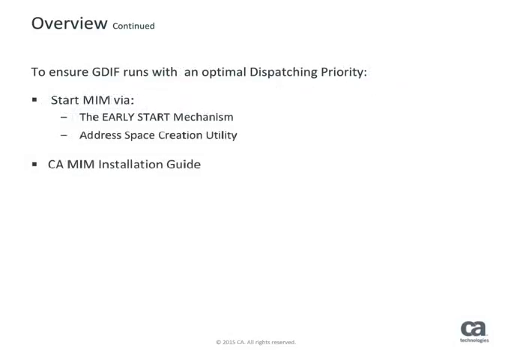MIM provides two startup methodologies that ensure that the GDIF address space is started with dispatching priority Fox: the early start mechanism, and the address space creation utility. For more information on these startup methods, refer to the MIM installation guide.